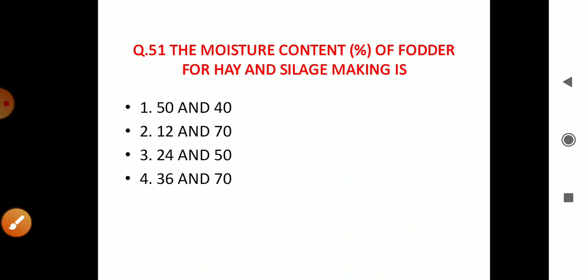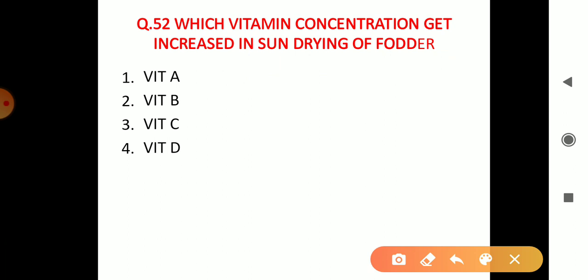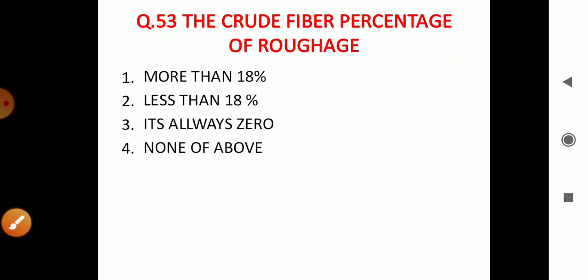Coming to the next question, which vitamin concentration gets increased in sun drying of fodder? When we dry the fodder under the sunlight, generally the vitamin D gets bleached. So the vitamin D content of the fodder gets lost, so it is unavailable to the animal's body system.